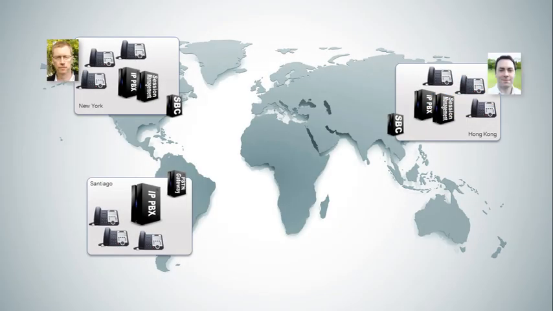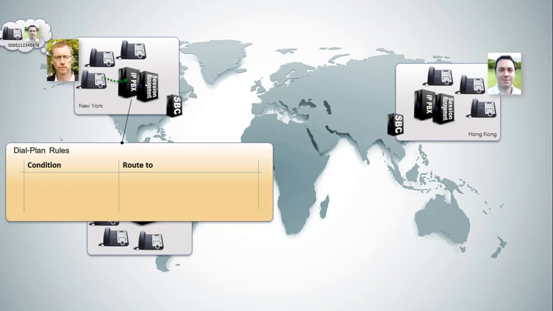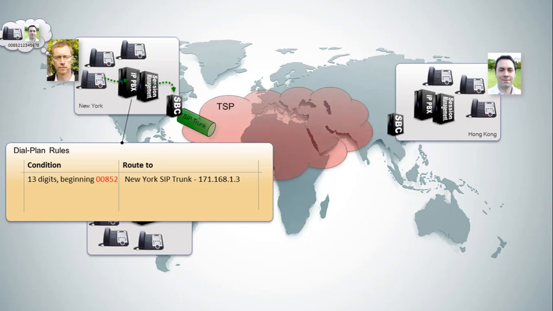Dave and Nath both work for a big multinational corporation. When Dave calls Nath, the New York routing service, an IPPBX or some kind of session manager server, decides how to route the call based on rules configured in its dial plan. One option is to route the call through the New York SIP trunk to the telephone service provider, through the TSP network, crossing perhaps multiple tariff points as it goes, all the way to the Hong Kong office and over internal IP to Nathan's phone.